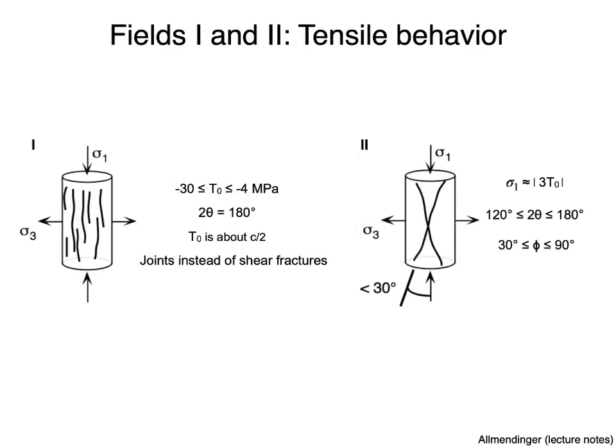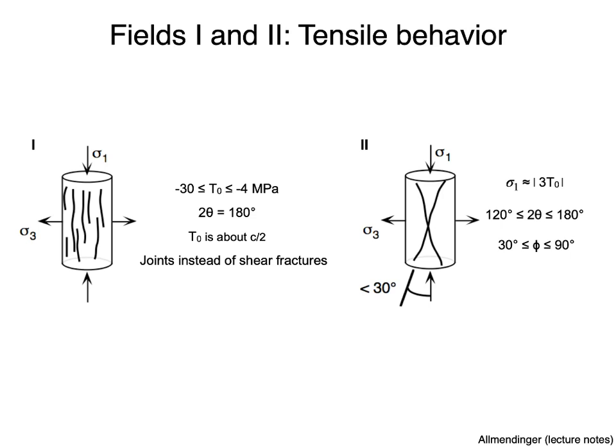Field 1 is the pure tensile behavior. The sample fails when the minimum principal stress, sigma 3, reaches the tensile strength, T0. Fractures form parallel to sigma 1 and perpendicular to sigma 3. Since the Mohr circle intersects the failure envelope at sigma 3, there is no shear stress on the fractures, and they are joints instead of shear fractures.